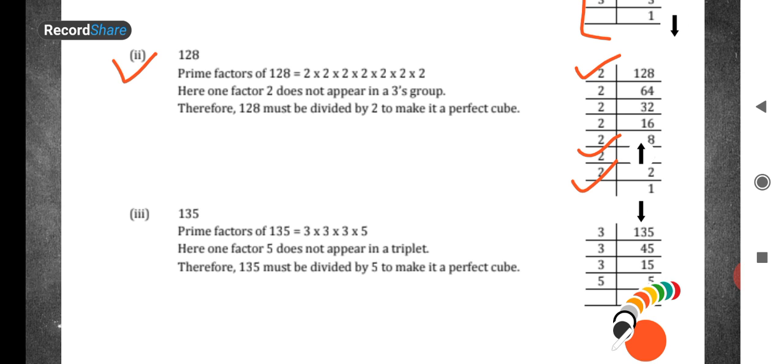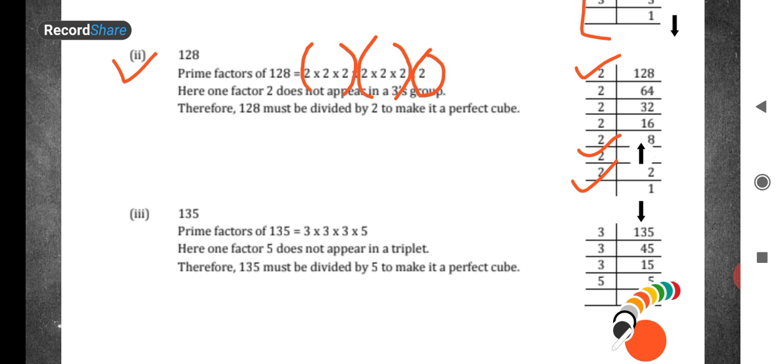So what did we get? We got how many pairs? We will see the groups. We got 2 groups, isn't it? 2 of 3 groups, but 1 2 is left here. So 1 2 is left here. Here 1 factor 2 does not appear in a triplet group, isn't it? So 2 does not appear in a triplet group. Therefore 128 must be divided by 2.